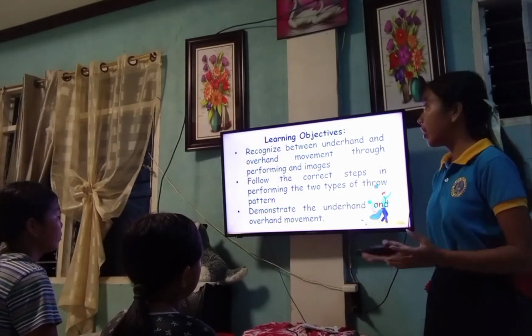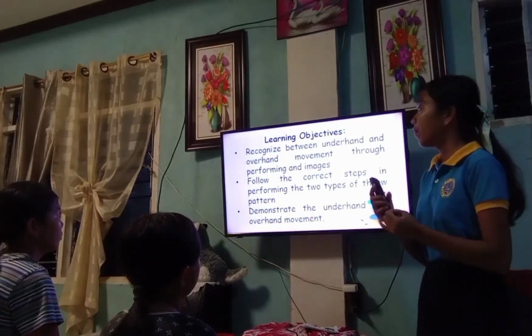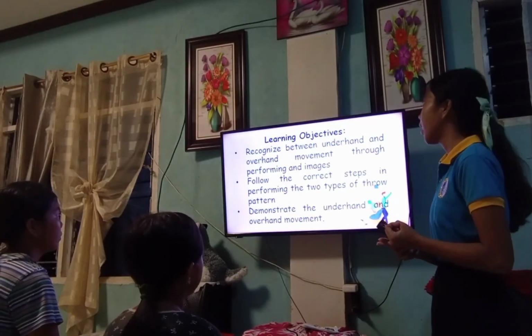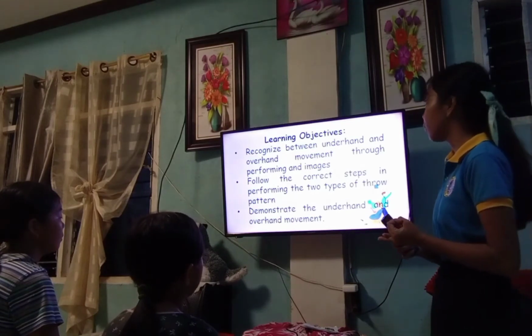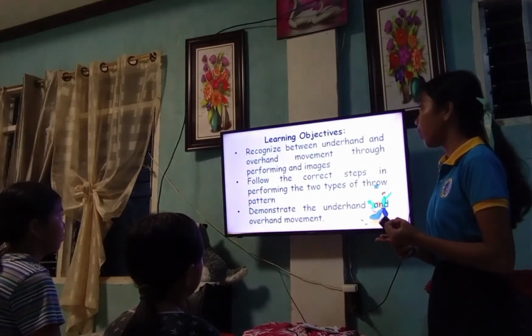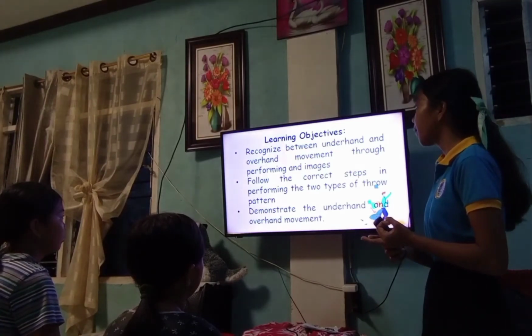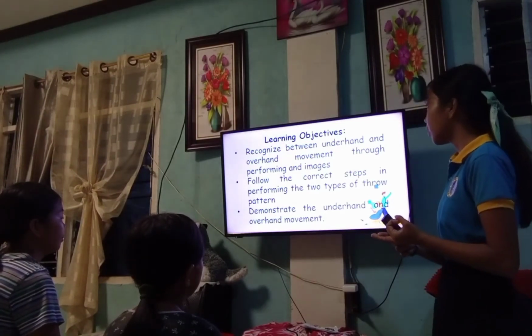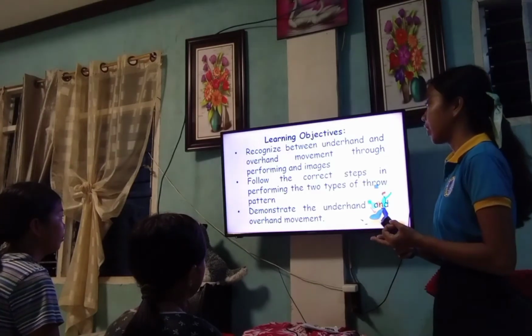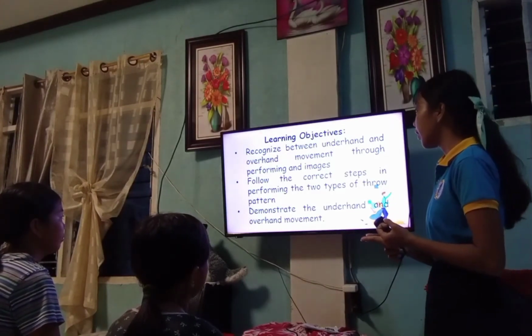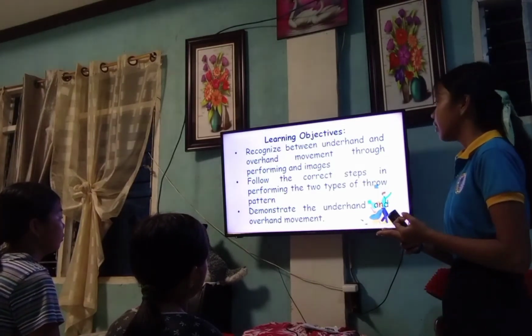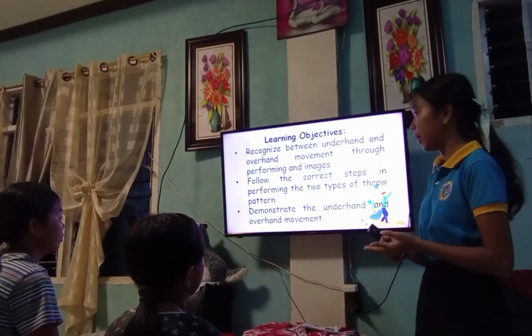Okay, for today's learning objectives, first is to recognize between underhand and overhand movement through performing and images. Second is to follow the correct steps in performing the two types of throw pattern. Third is to demonstrate the underhand and the overhand movement.